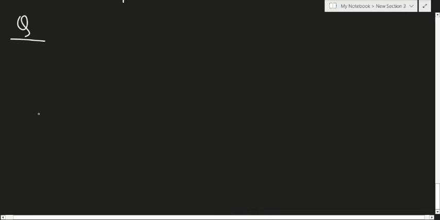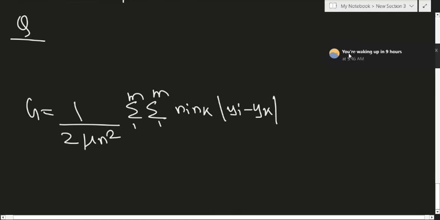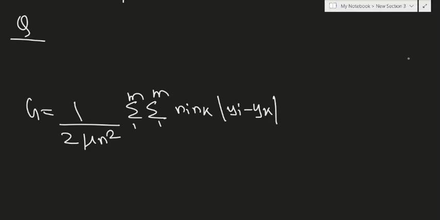Okay, so first let's write G equals 1 upon 2 nu n square, into summation 1 to m, ni nk, absolute yi minus yk. Now, when calculating any values from COV or Gini coefficient or Kuznets ratio, you have got to mention a formal formula because this has marks. This contains marks, 1 mark or 2 marks, but that is crucial.